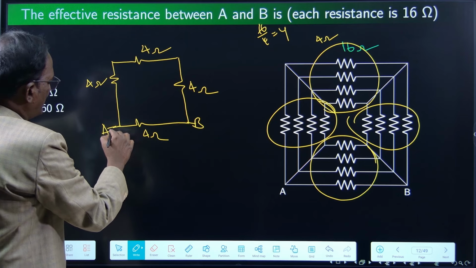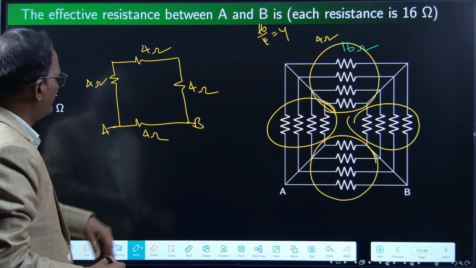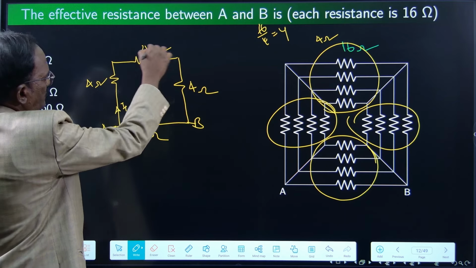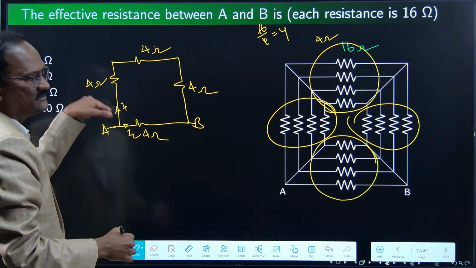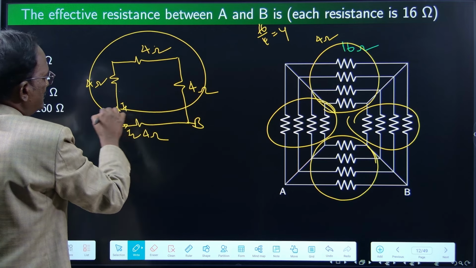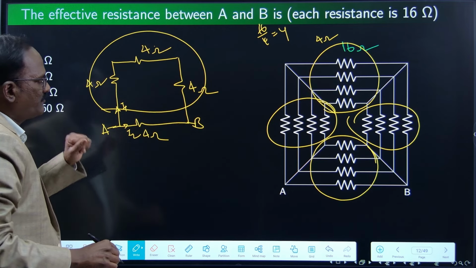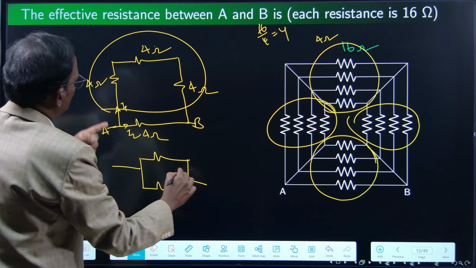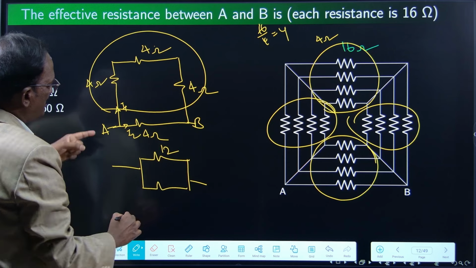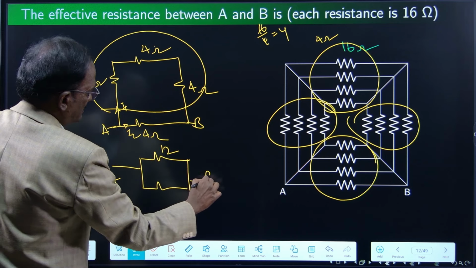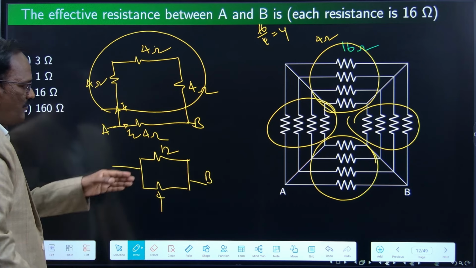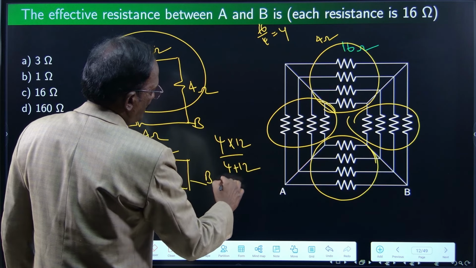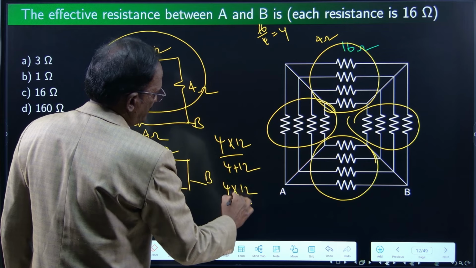If you assume one current is entering A and leaving B, this is I1 and this is I2. I1 is flowing through all the 3 4s, so they are in series. I2 is flowing through the bottom 4 only, right? Then this is parallel. These are in series, 12 ohms between A and B. This is the bottom resistance, 4 into 12 divided by 4 plus 12.